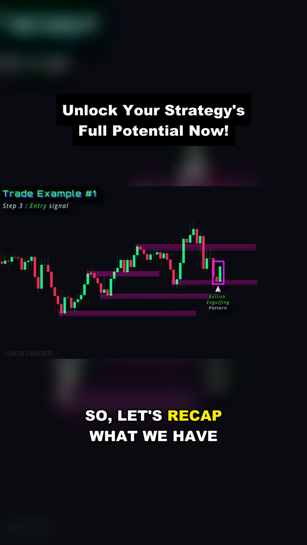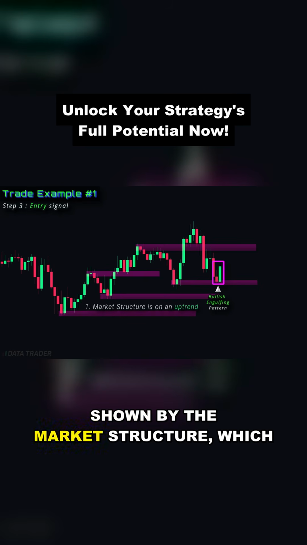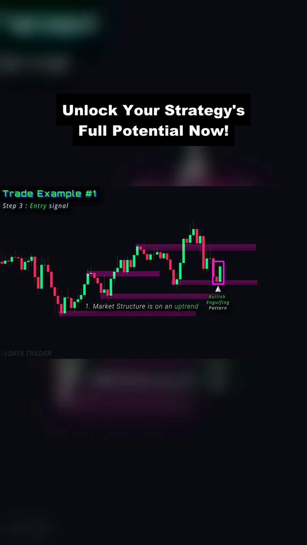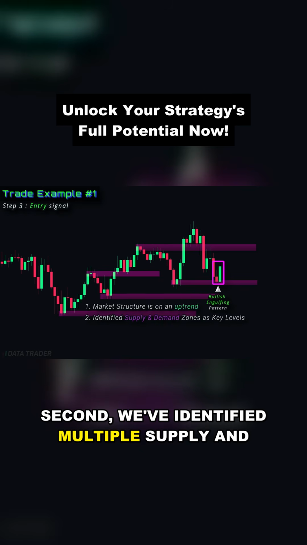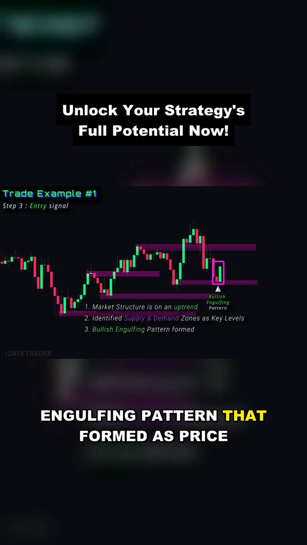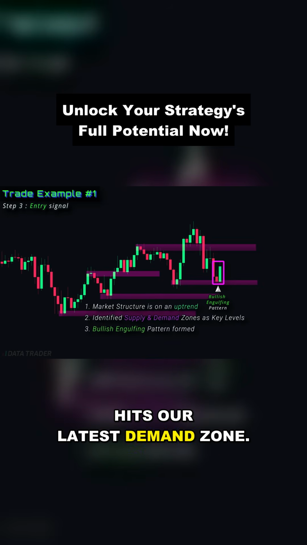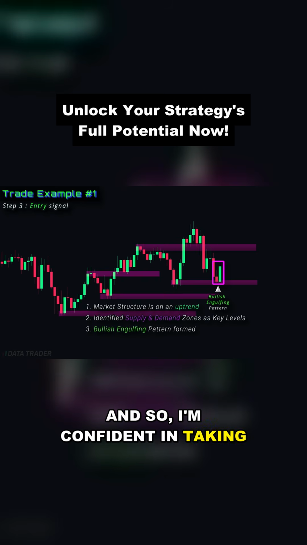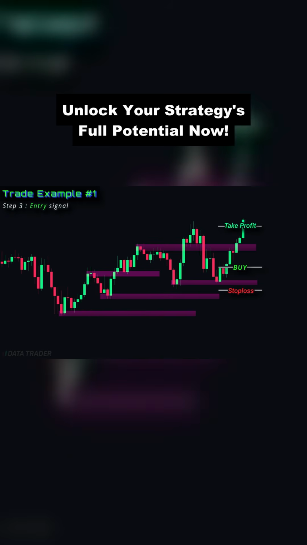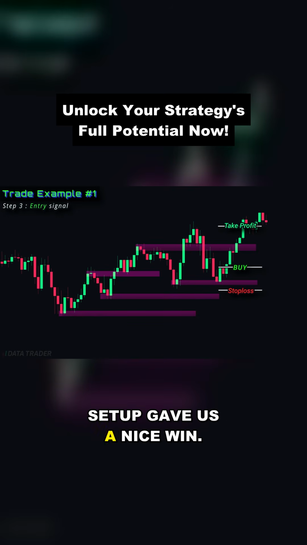So, let's recap what we have currently. First, we have an uptrend as shown by the market structure, which means that we're only looking for a buy entry. Second, we've identified multiple supply and demand zones. And third, we have a bullish engulfing pattern that formed as price hits our latest demand zone. And so I'm confident in taking a buy position right here. Now, I'm gonna let the trade run. And as you can see, this setup gave us a nice win.